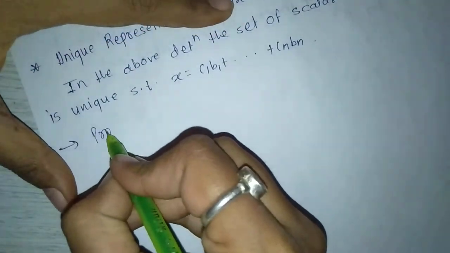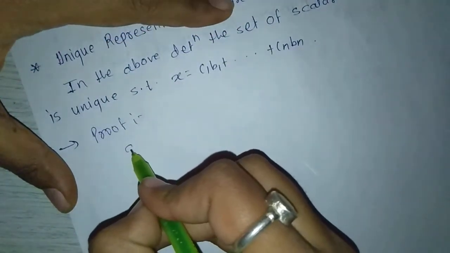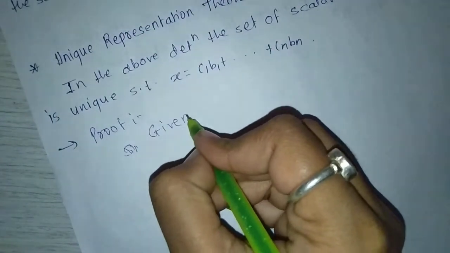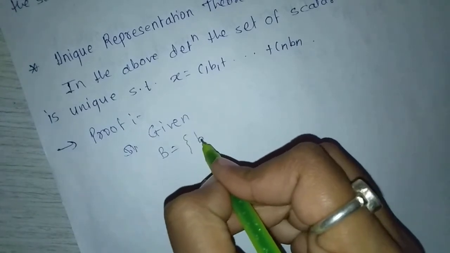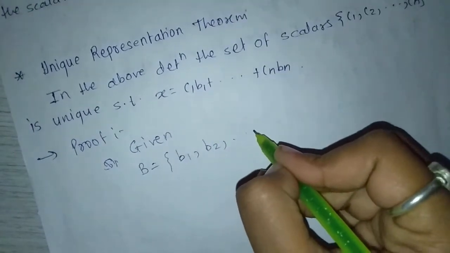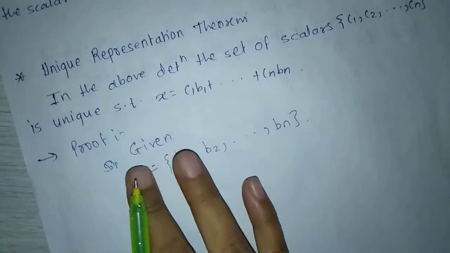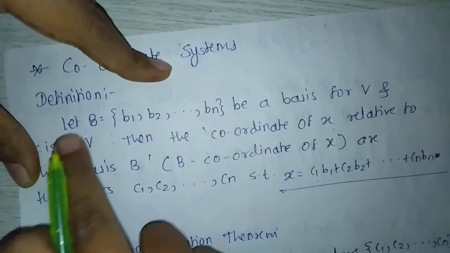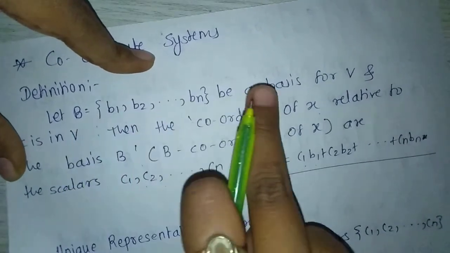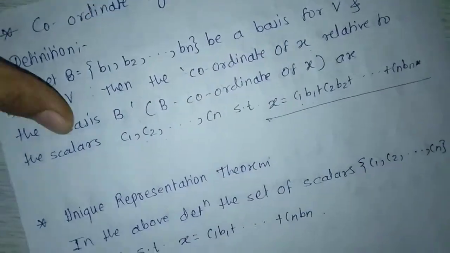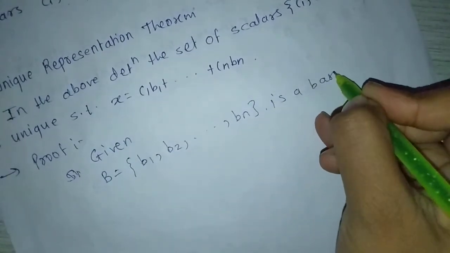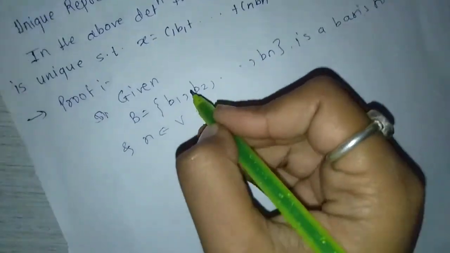Proof. First, given B equals B1, B2 and so on Bn. We say given because in this definition, B is a basis for V and X is in V. B is a basis for V and X belongs to V.